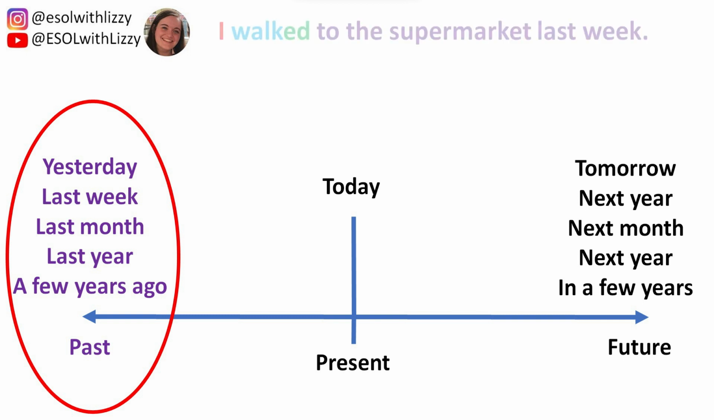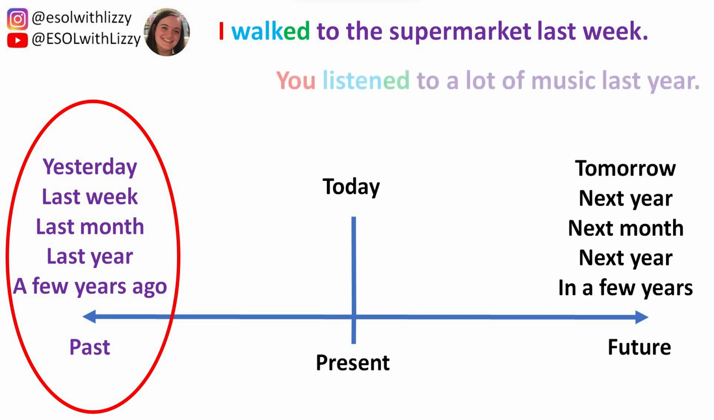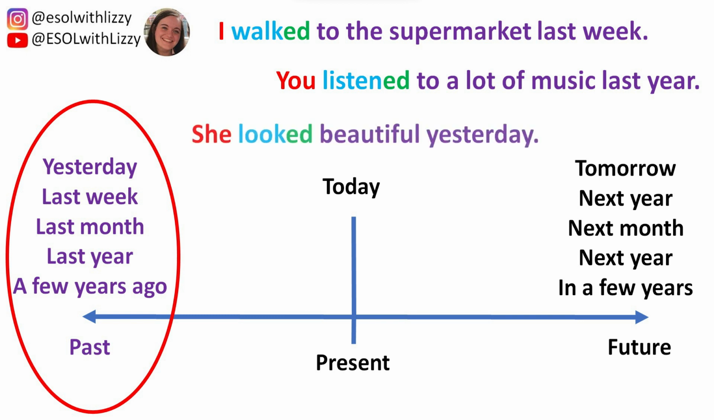For example, I walked to the supermarket last week. You listened to a lot of music last year. She looked beautiful yesterday. Let's have a closer look at these sentences. How do we make the simple past tense?